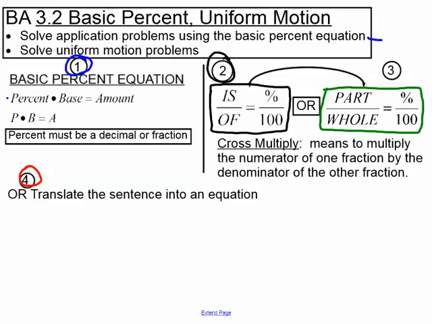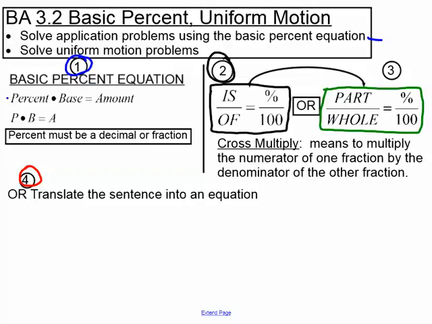Okay, we're talking about basic percent. The way that the book approaches basic percent is the blue number 1 on the left, the basic percent equation: percent times the base equals the amount. P times B equals A.